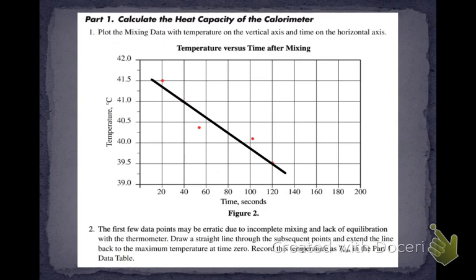The next thing that you want to do is extend the line back. So you want to take this line and extend it back and see where it crosses the y-axis and record the temperature where the line crosses. This would be your T mix. So where it crosses right there would be your T mix, and you're going to record that on your data table. So that's a number 1 and a number 2.